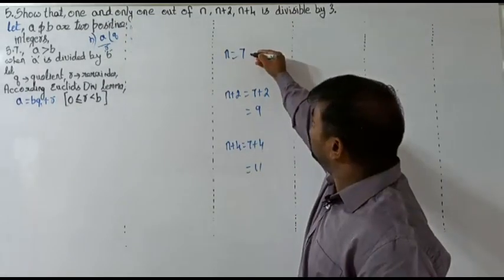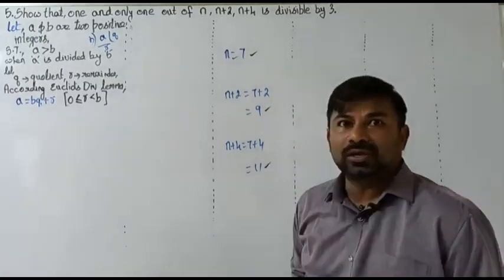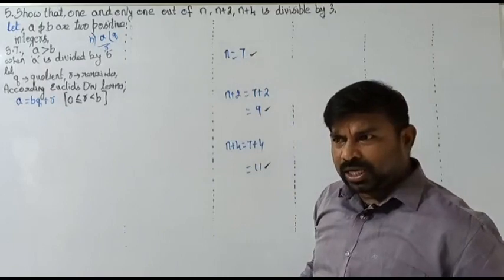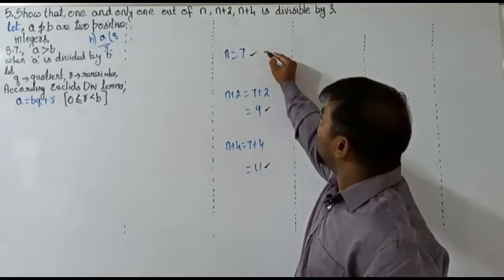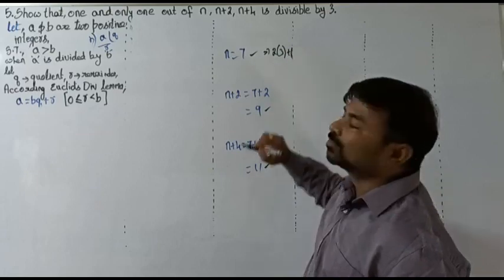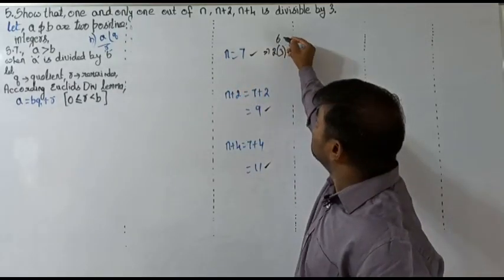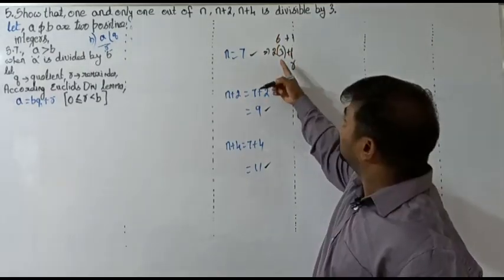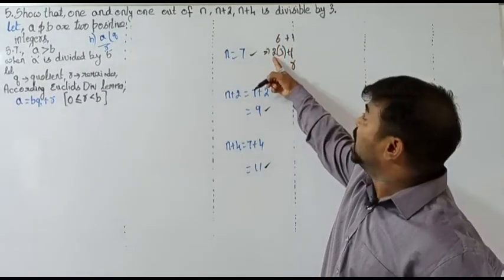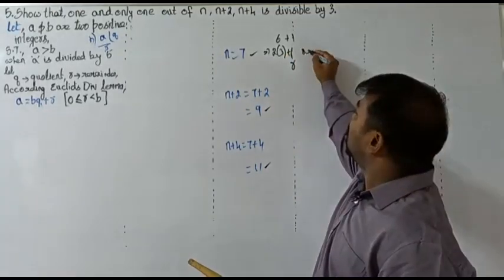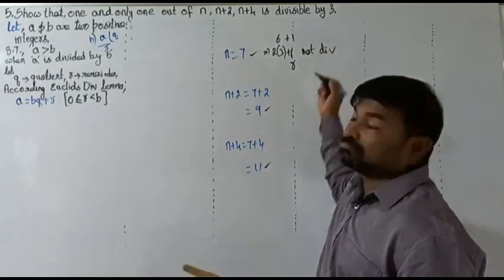Okay, out of these 3, which are divisible by 3? Let's check it out. Is 7 divisible by 3? No. How can you say? I can write it like this as 2 into 3 plus 1. 7 is nothing but 6 plus 1. 6 is nothing but 2 into 3. Here this is a multiple of 3. Multiple of 3 plus 1 means the remainder is 1, means not divisible. This is not divisible.